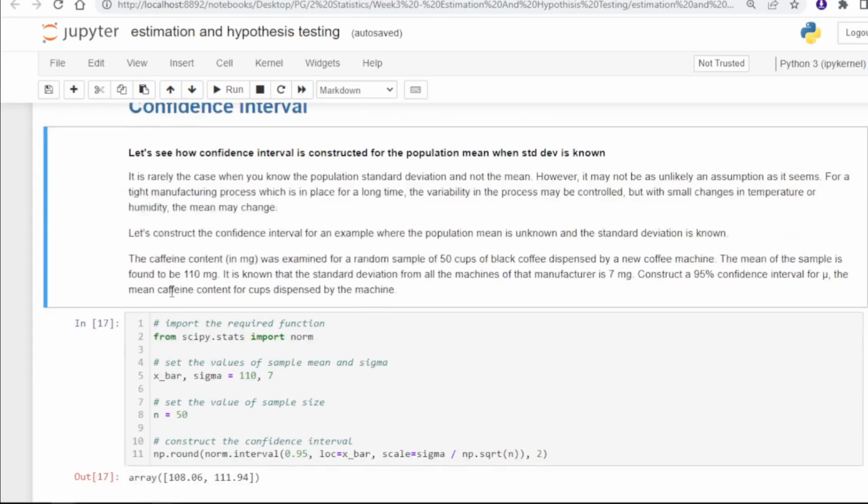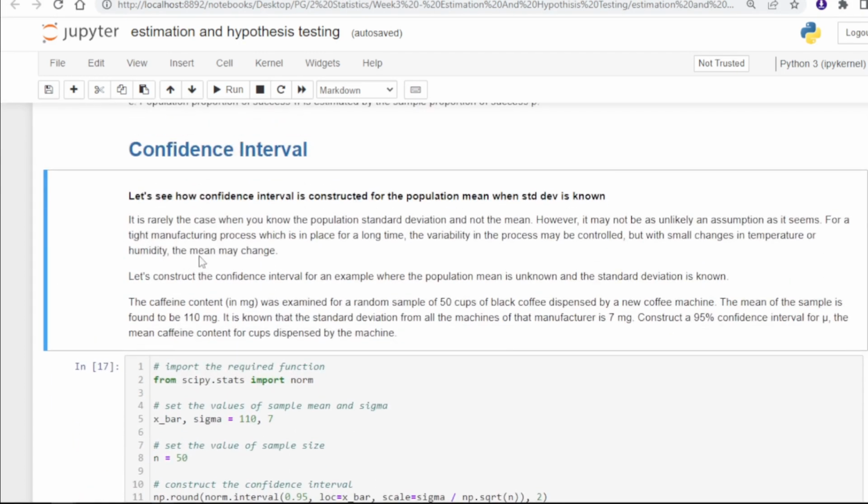All right, now let's see the confidence interval. Let's see how a confidence interval is constructed for the population mean when the standard deviation is known. It is rarely the case that you know the population standard deviation and not the mean. That is very rare, and it may not be as unlikely an assumption as it seems.